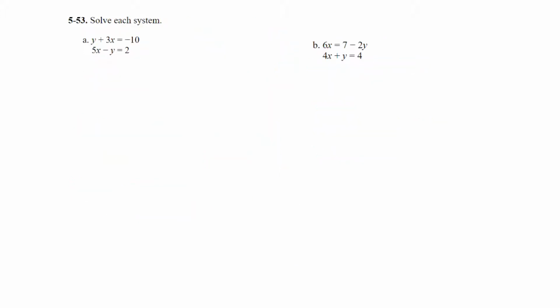Question 53, solve each system. So we're going back to Chapter 4 where we solve systems of equations using substitution, elimination, or the equal value method. On 53, it's not set up for substitution because you don't have a single variable to solve for, but you could easily solve for y in the first equation if we wanted to. We also could use elimination. The x's and y's are all on one side.